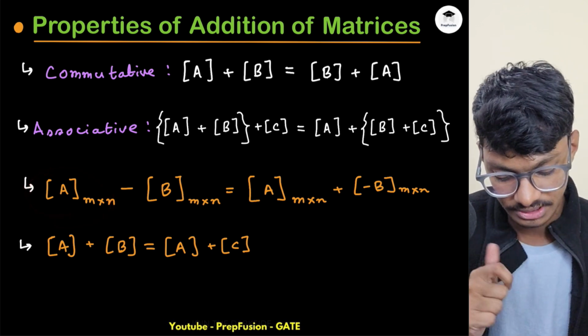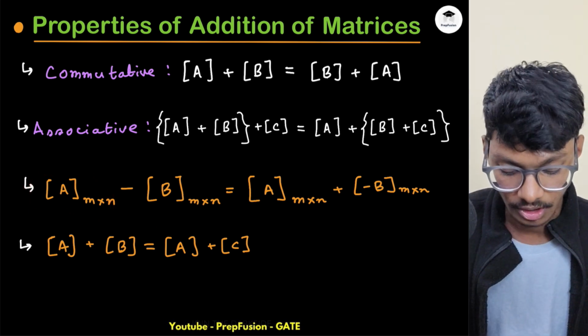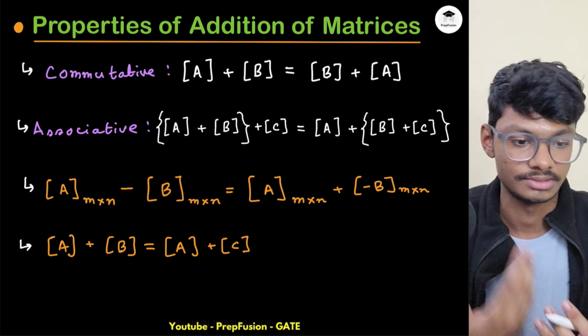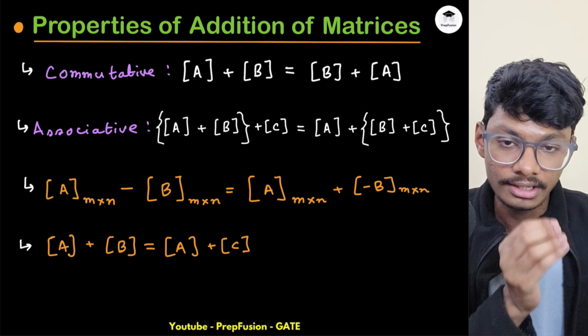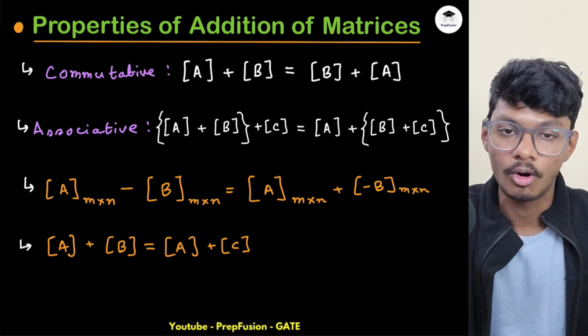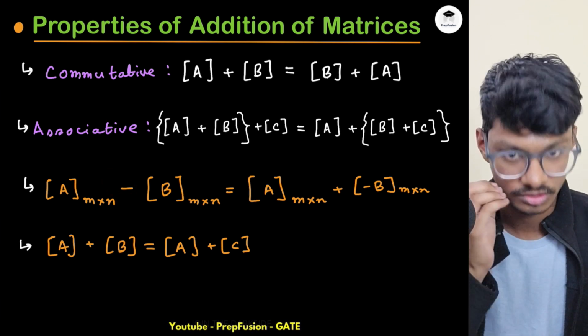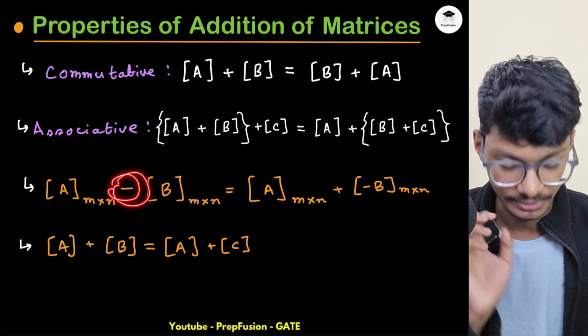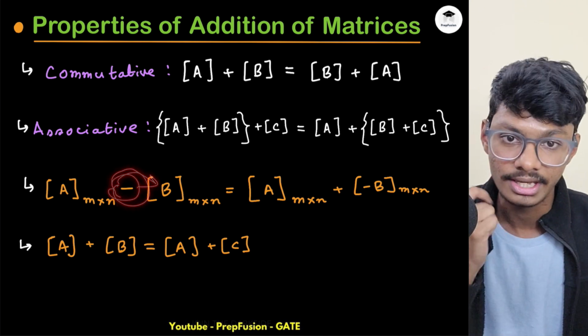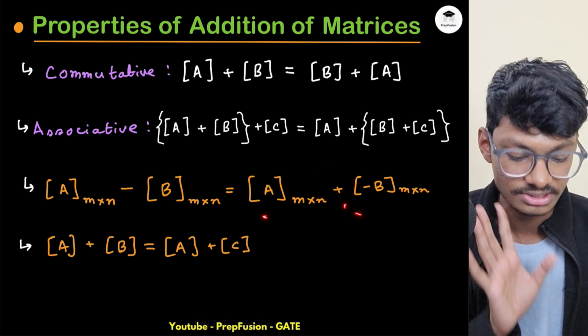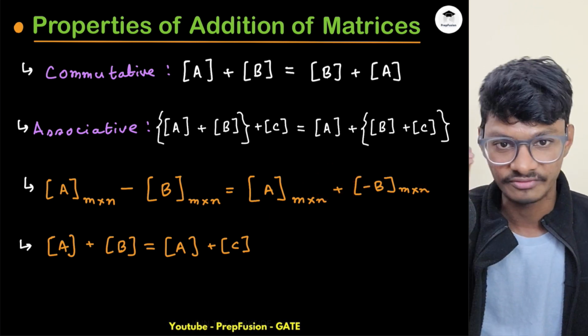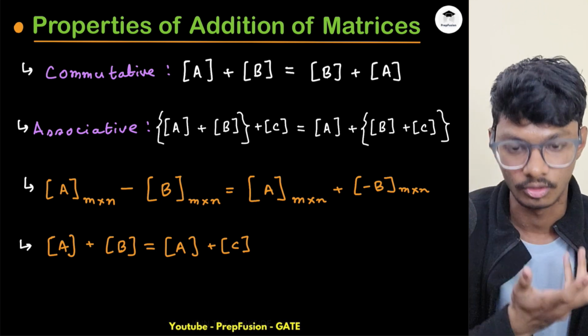And what is next is A minus B. Now obviously in vector subtraction, what we used to do is add an opposite vector. So basically if you have to subtract something, we take the subtraction sign inside the B. So this subtraction sign is inside B. So A plus minus B, just like vector subtraction. I hope you got that point.